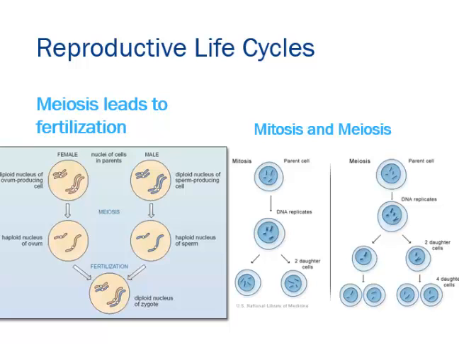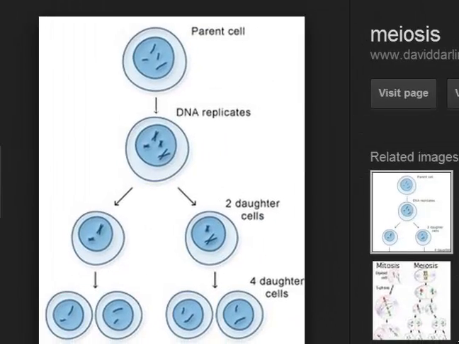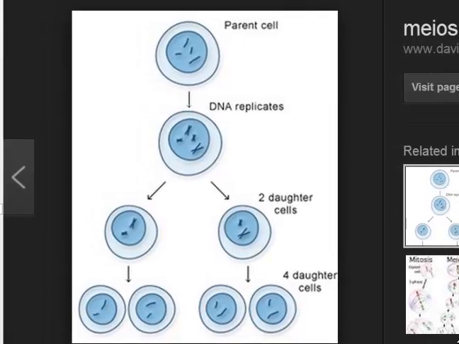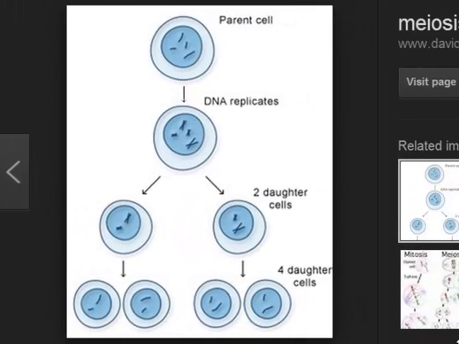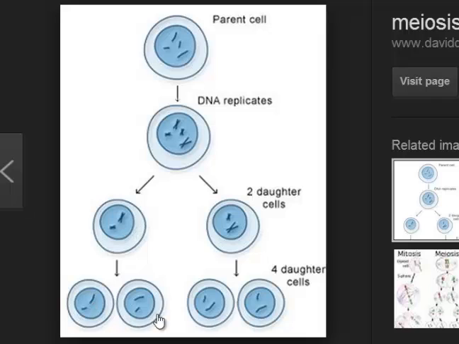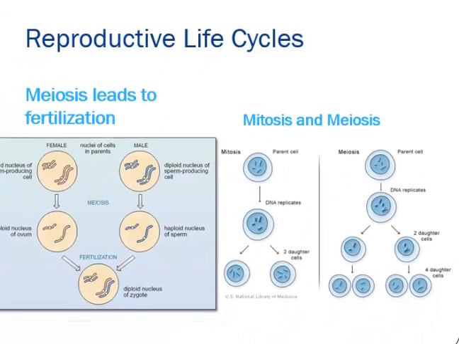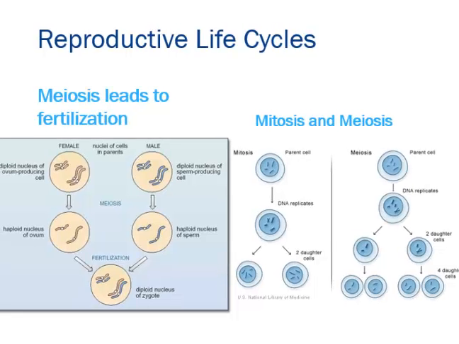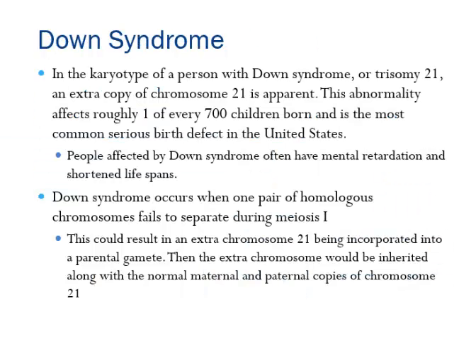Here's a little bit of a bigger diagram over here of meiosis, where you have a parent cell, DNA replicates into 2 daughter cells, and each process produces 4 cells, 4 reproductive cells that can then be used to reproduce eventually. Now, of course, there are some problems that exist when things go wrong.